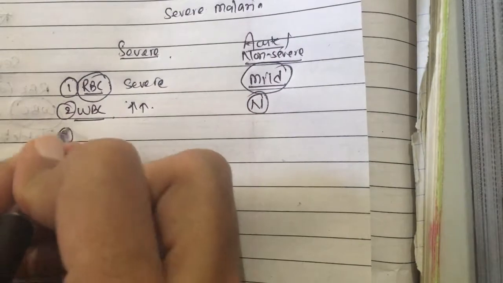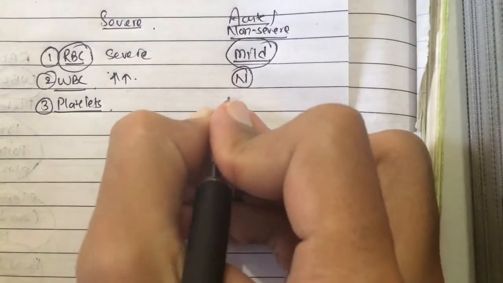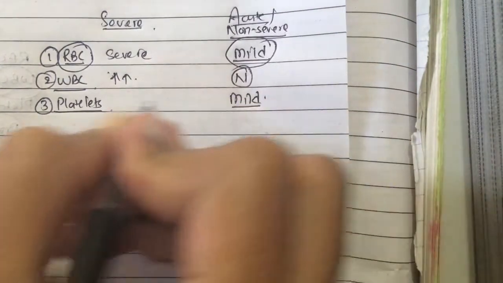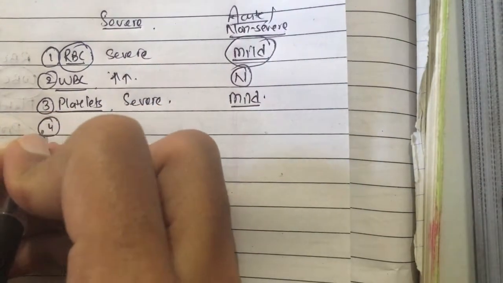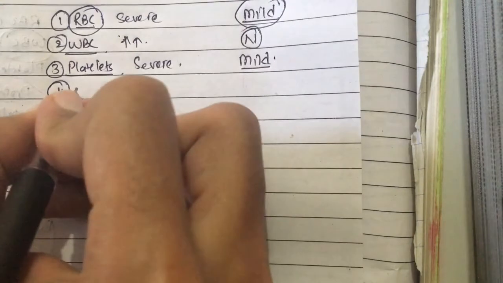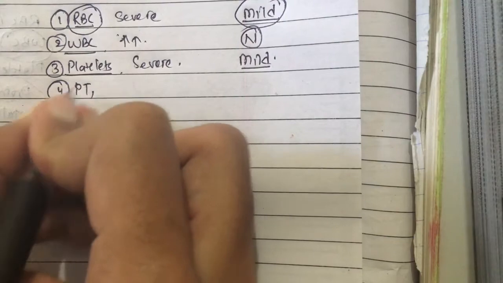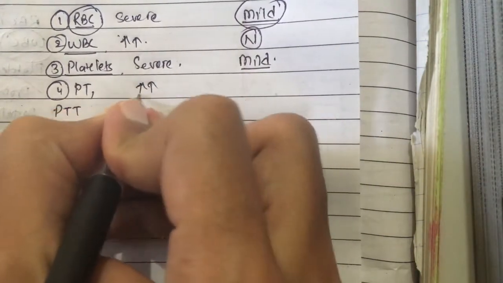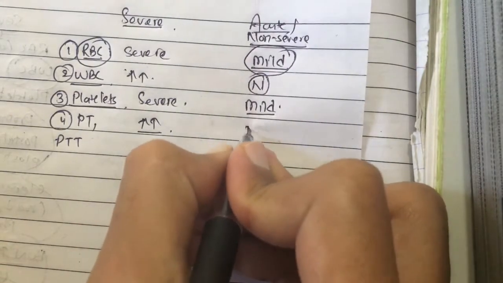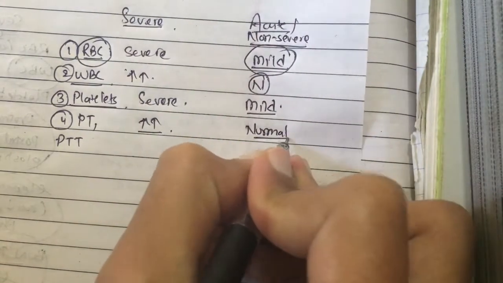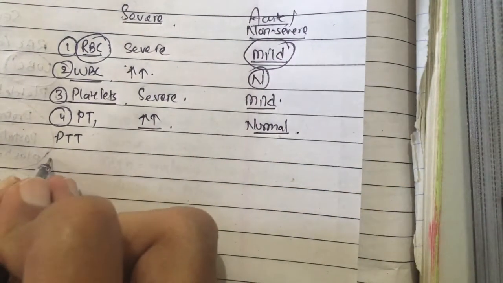Third is platelets. There is mild thrombocytopenia in case of acute malaria or non-severe form, but there is severe thrombocytopenia in case of severe form of malaria. Prothrombin time and partial thromboplastin time, these two are increased in case of severe form of malaria, whereas in case of acute form of malaria these two are normal.